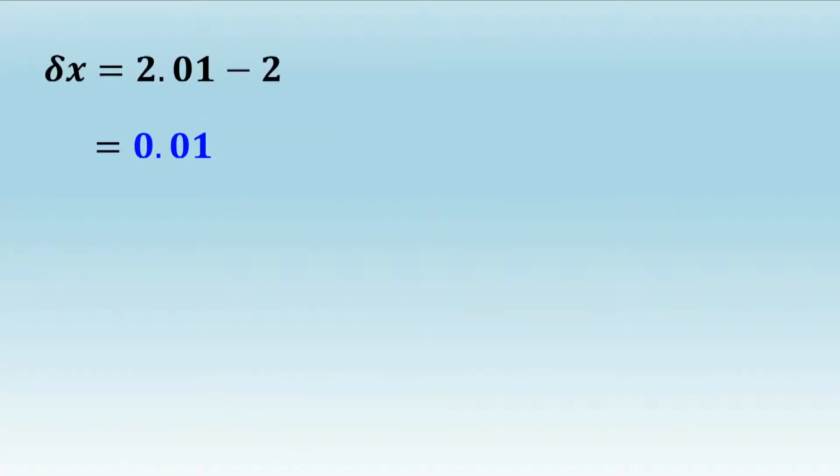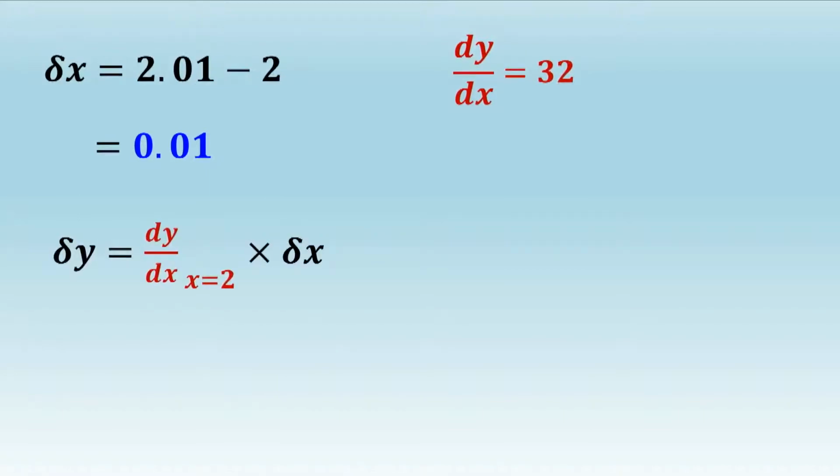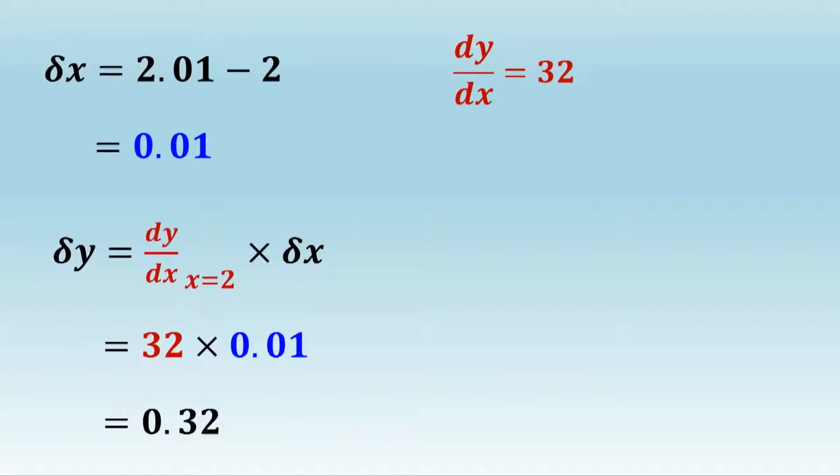Δx = 2.01 − 2, which is equal to 0.01, and dy/dx = 32. Substituting these values to get Δy = dy/dx at x = 2 multiplied by Δx. Substituting the values, we get 32 × 0.01, which is equal to 0.32.